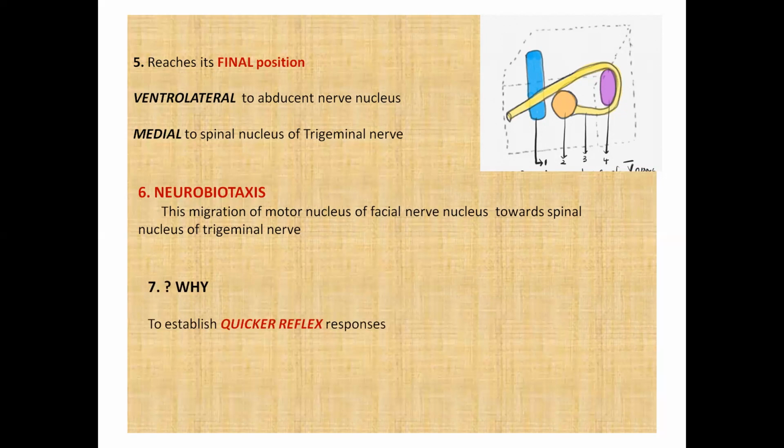Why does this have to happen? We know that the afferent sensation from the face is received by the spinal nucleus of the trigeminal nerve, and the motor innervation to the muscles of the face is from the motor nucleus of the facial nerve. The topographical position of these two nuclei in close proximity with each other is essential to establish quicker reflex responses.